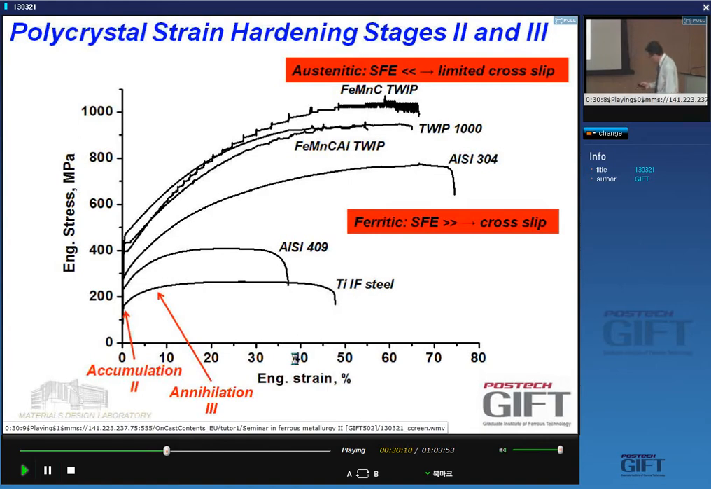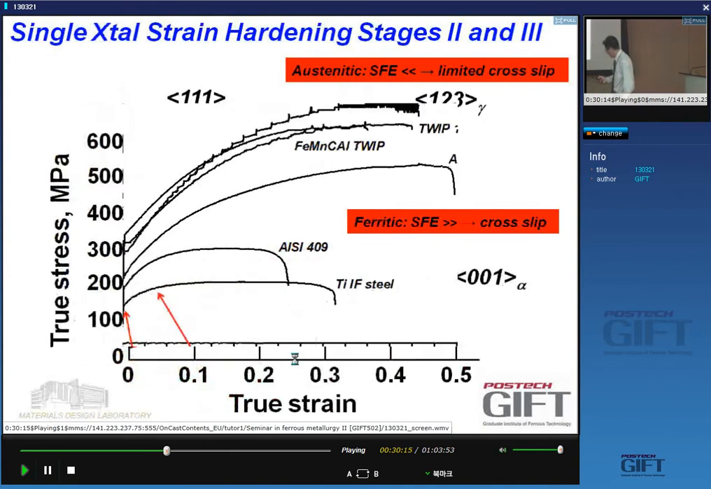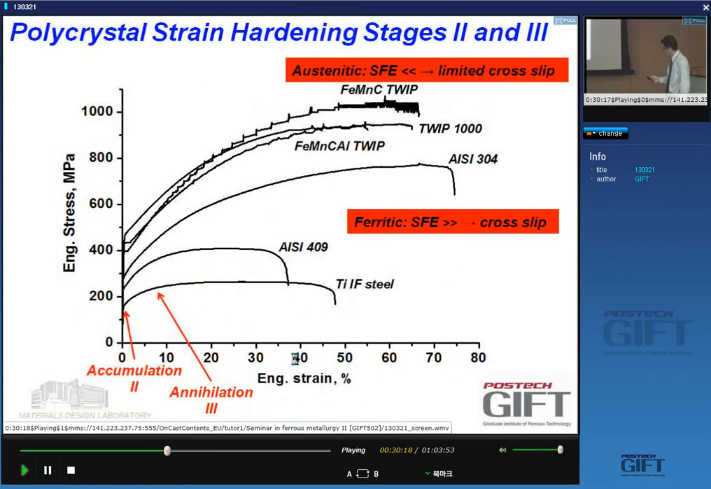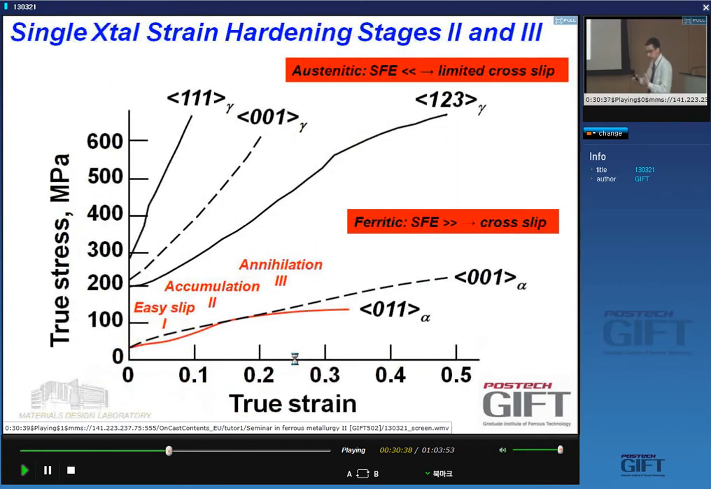Now, some of you may wonder, yes, but I remember from my lectures, when you look at single crystals of materials, that you have this thing called easy slip, and how does this connect with what we're looking at here? So stage two, stage three, how does this connect with polycrystalline hardening? Let's have a look, this is data now for single crystals, yes? Single crystals of austenitic steels and single crystals of ferritic steels.